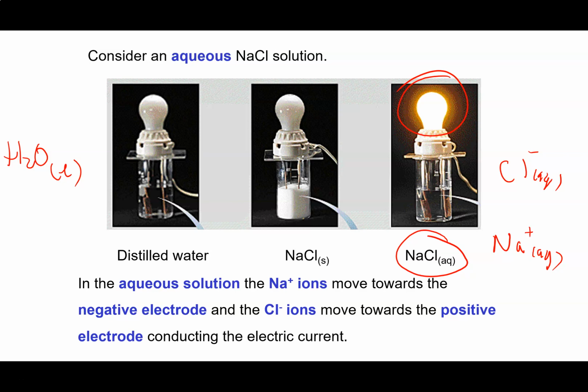Aqueous solutions of ionic compounds are what we call electrolytes. They're able to conduct electricity. Why can they conduct electricity? Because present in the aqueous solution are charged cations and anions that are freely moving around and allow the electrical current to be conducted.